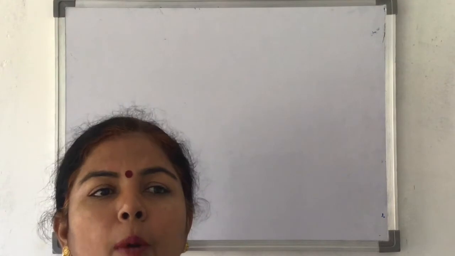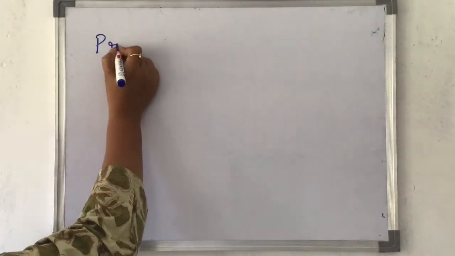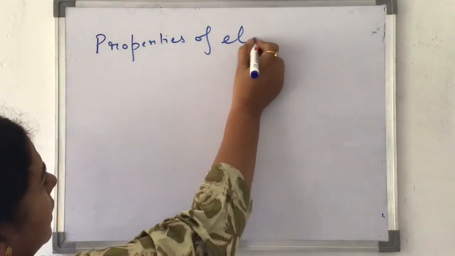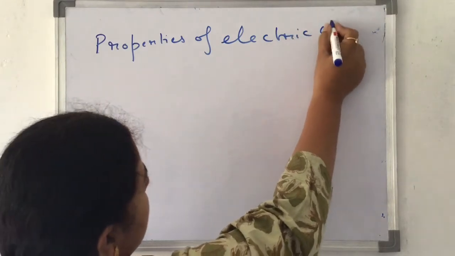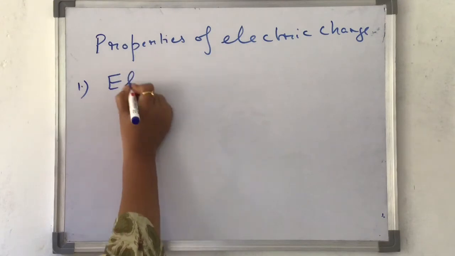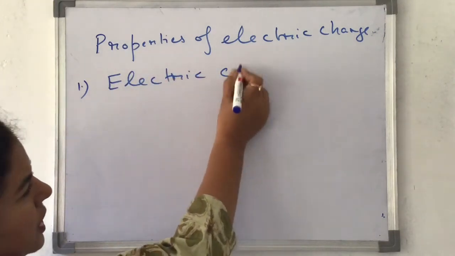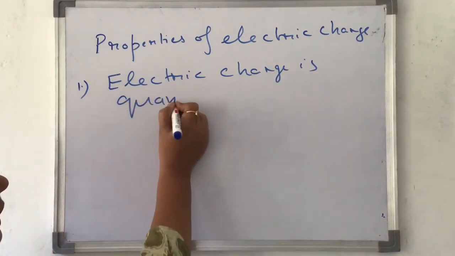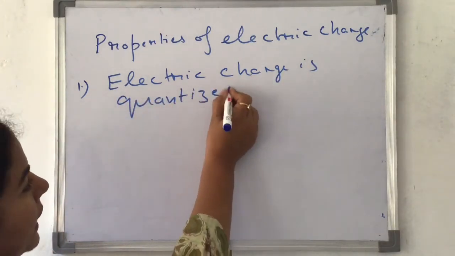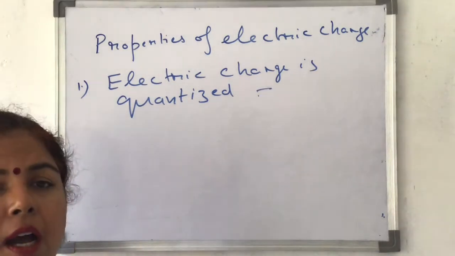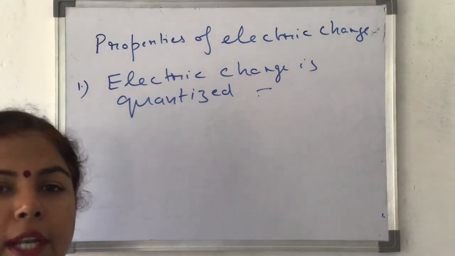Now let's come to the properties of charge in this class. Properties of electric charge. Very first thing, electric charge is quantized. As you know, quantized means quanta, a packet. So all the charges which are transferred from one object to another are an integral multiple of the electron charge.